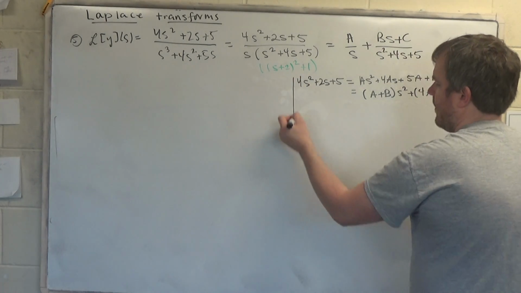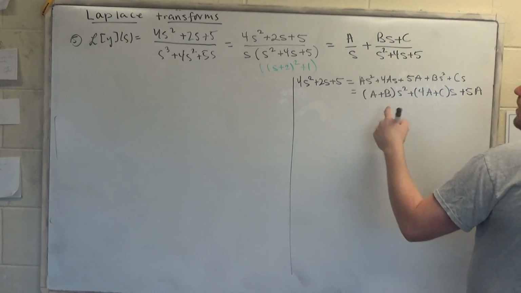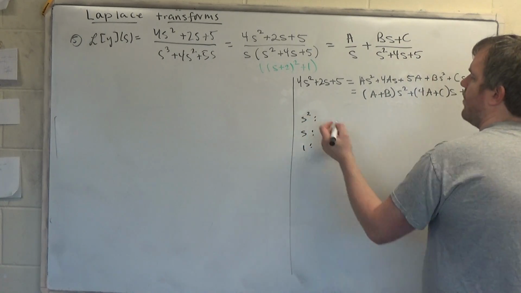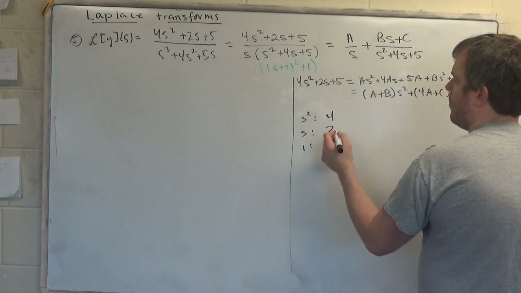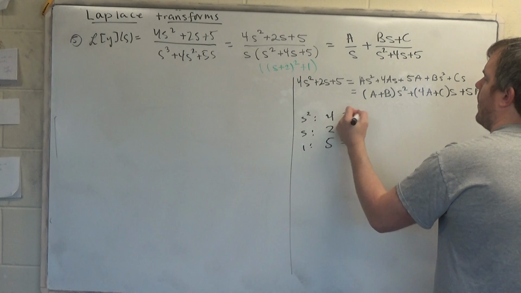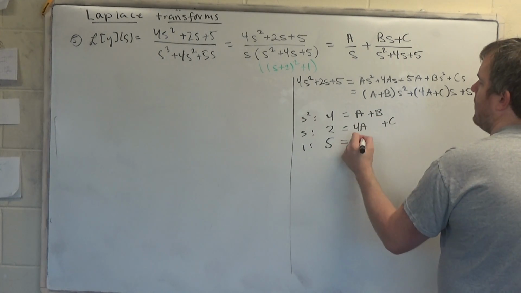And once again, comparing the coefficients of s squared, s, and the constant, we get a system of equations. On the left-hand side, the coefficients are 4, 2, and then 5. On the right-hand side, there are a plus b, 4a plus c, and 5a.